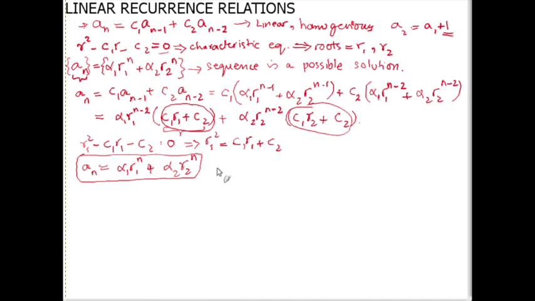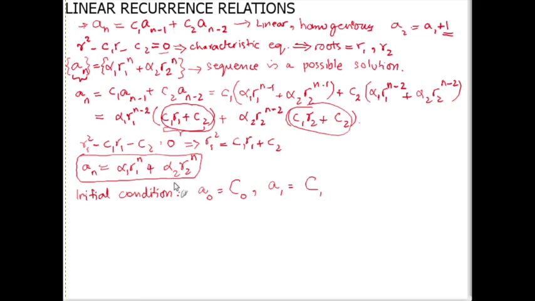But now let's go backward. Now let's say that we have initial conditions. So now we have initial conditions: a0 is equal to some constant C0, and a1 is equal to some constant C1. Okay, now this is uppercase C0 and C1. This has nothing to do with these coefficients.